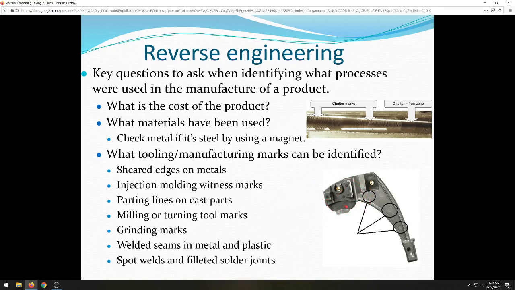So again, these witness marks and then parting lines and things like that on any cast part. So what that means is somewhere around the edge, you'll see like a seam that goes all the way around, and it's not necessarily always on one plane. Can't really see it on that. You can see a little bit of a parting line here. So the parting line on this most likely goes around the outside on one edge or the other.